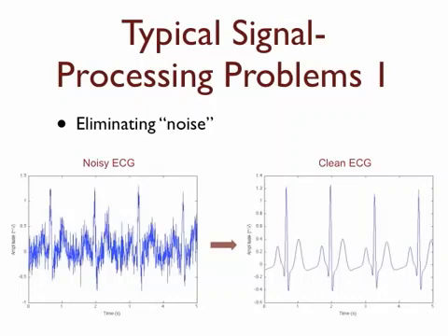There are three different classes of typical signal processing problems. The first one that we'll talk about is the problem of eliminating noise. In this figure here, we've got a graph of what I'm calling a noisy electrocardiogram. I say it's noisy because as you look at this waveform, you see there's lots of discontinuous behavior. The signal seems to jump up and down quite a lot and back and forth.